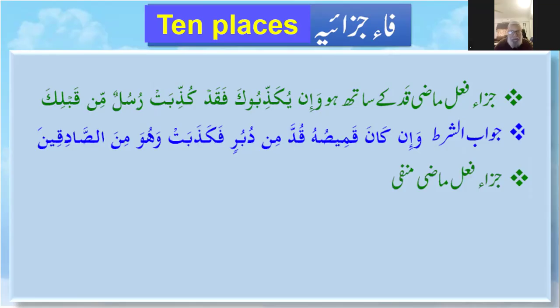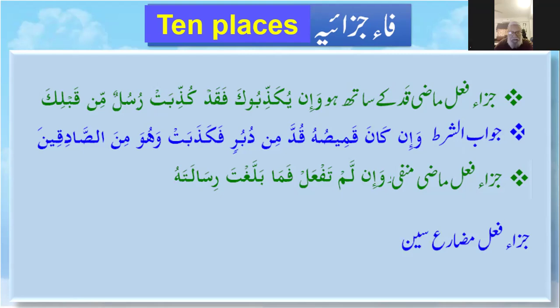Jaza fi'l mazi manfi. When fi'l mazi is negative, fa is required. Just like wa illam taf'al fama ballaghta risalatahu. Ma is coming as a negation. Ma ballaghta: you did not convey His message. So here the fa is required because the mazi negation sentence is coming.